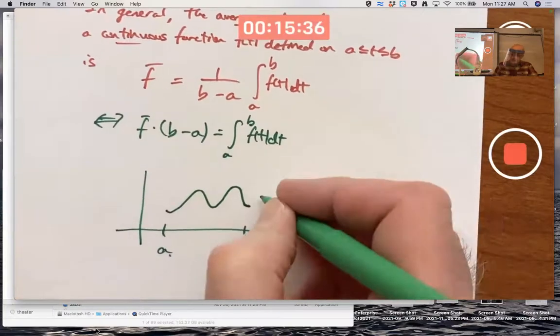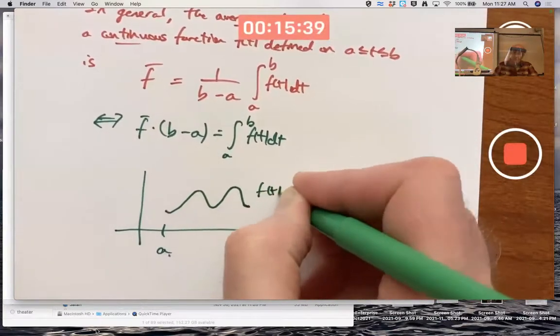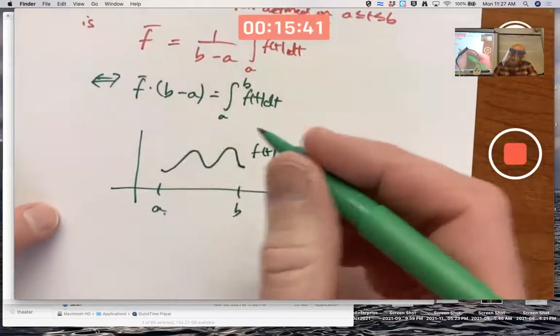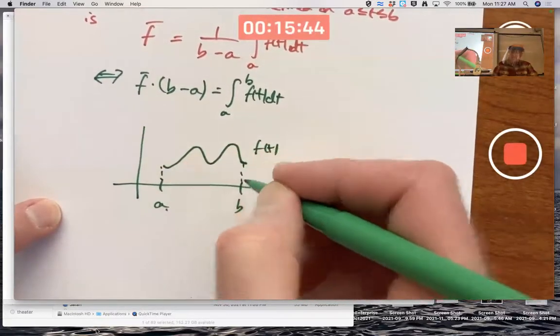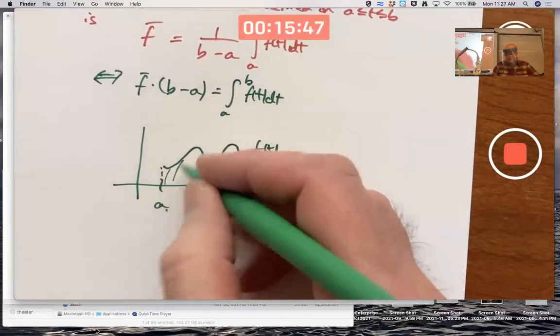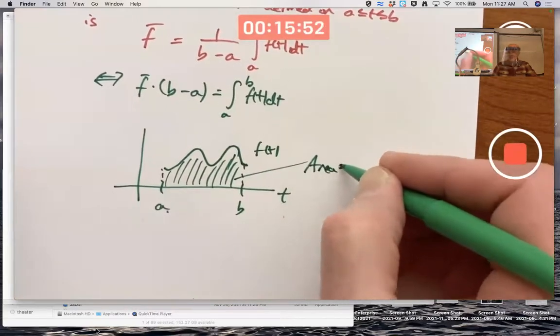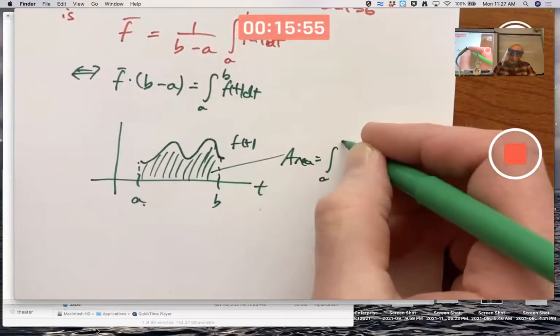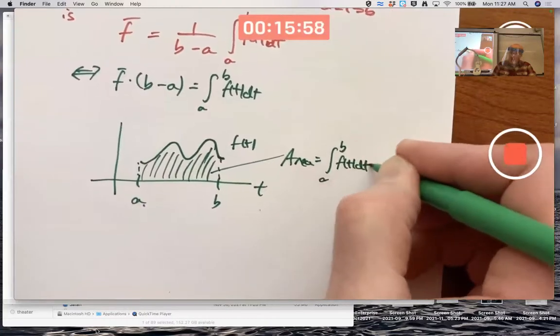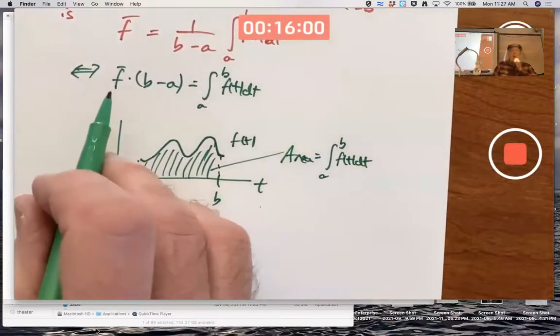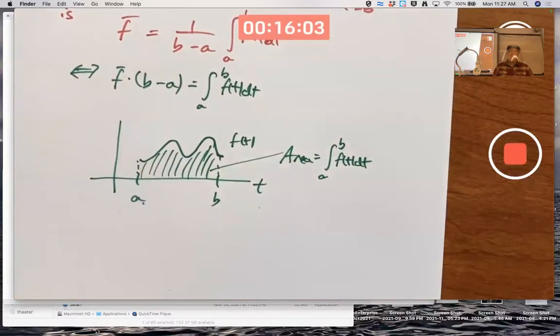But if the graph of f of t is above the axis, the integral equals this area. That area equals the integral. So what are we after? We're after a number, a height, if you will, f bar of a rectangle with base b minus a, whose area is the same as the area shaded under the green graph. We're after an average height of this function.